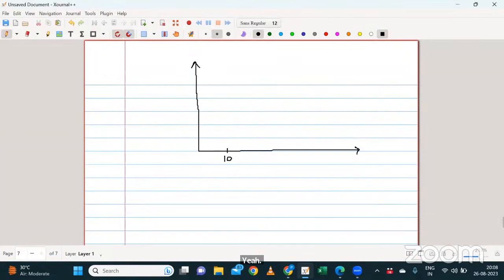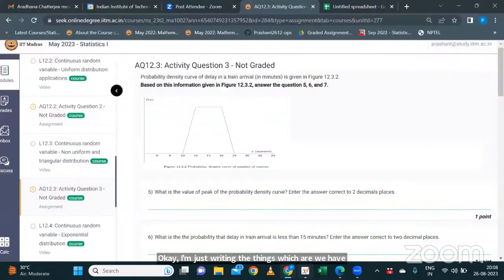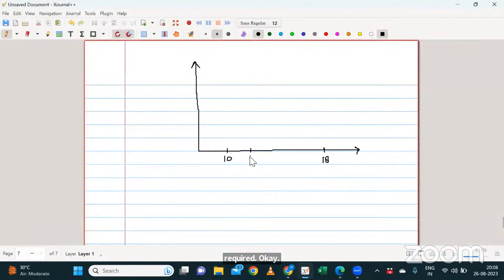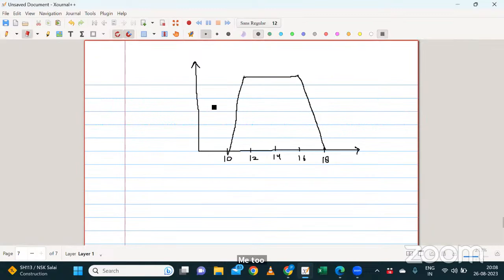Suppose this is 10. I'm just writing the things which we require. 10, 18, 12, 14. This is the 16. So just treat this as a straight line. Okay, so this is the trapezium, yes or no? Yes, sir.